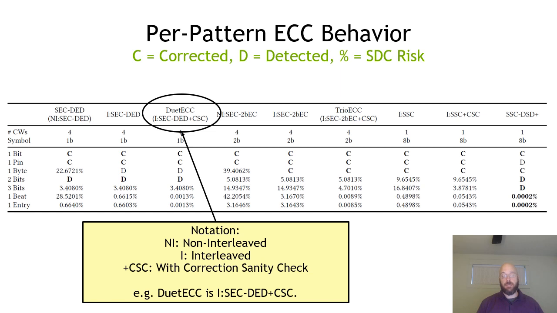Having described the baselines and a variety of possible optimizations, I'd like to spend the next few slides looking at the per-pattern ECC behavior of the different codes. In these slides, NI is used to denote non-interleaved ECCs, I is used to denote the interleaving optimization, and CSC represents the correction sanity check. For instance, Duet ECC can also be written as I SEC-DED plus CSC.